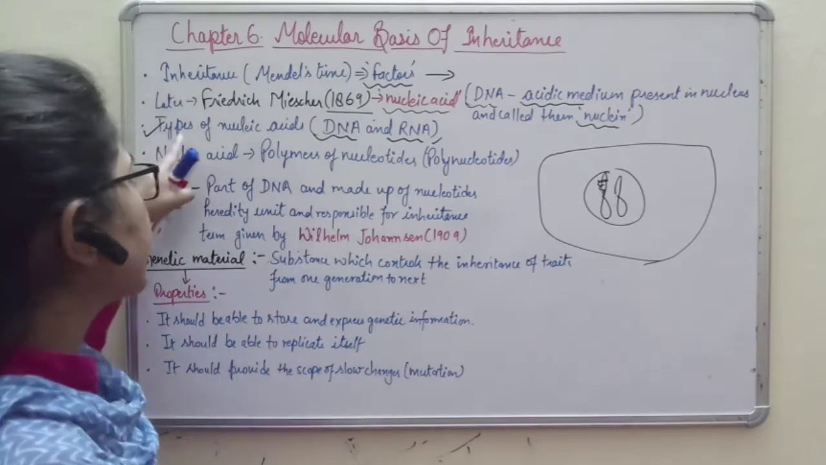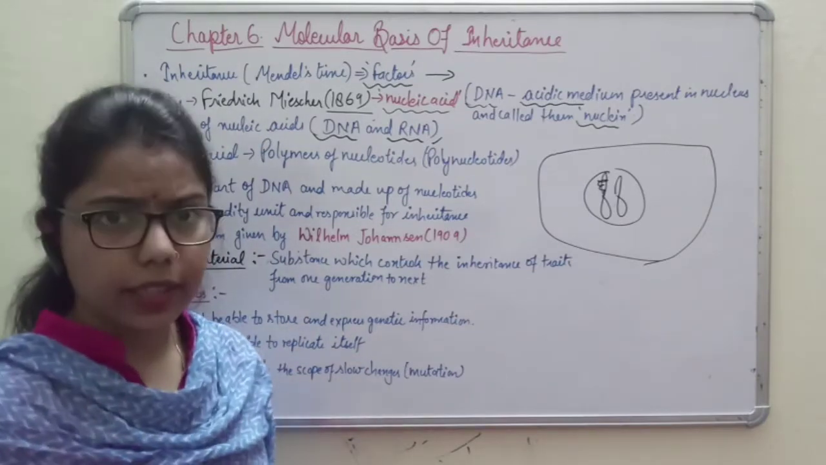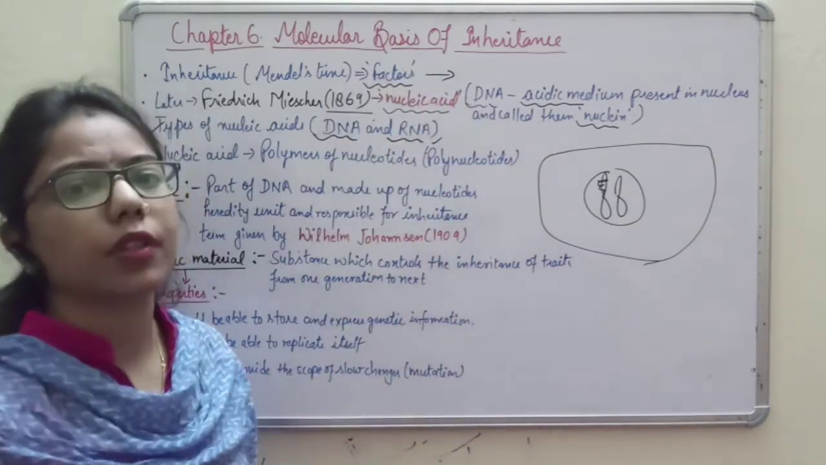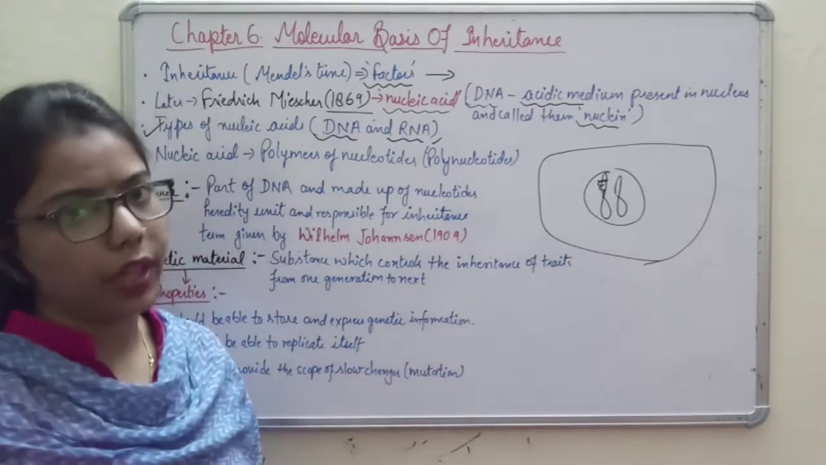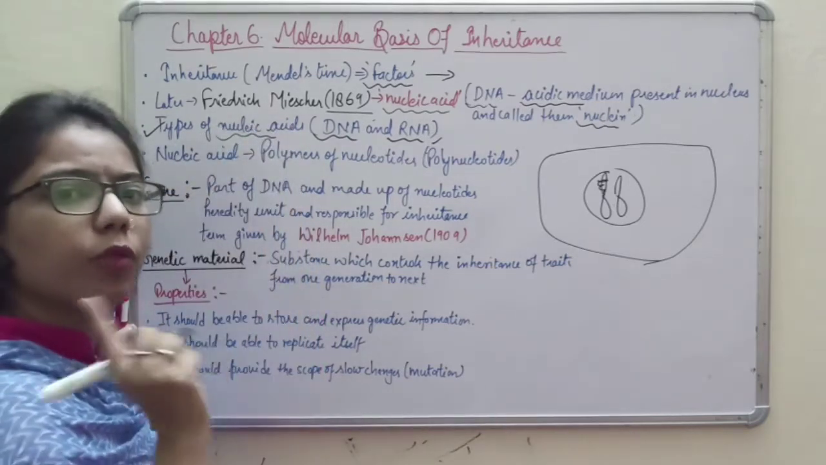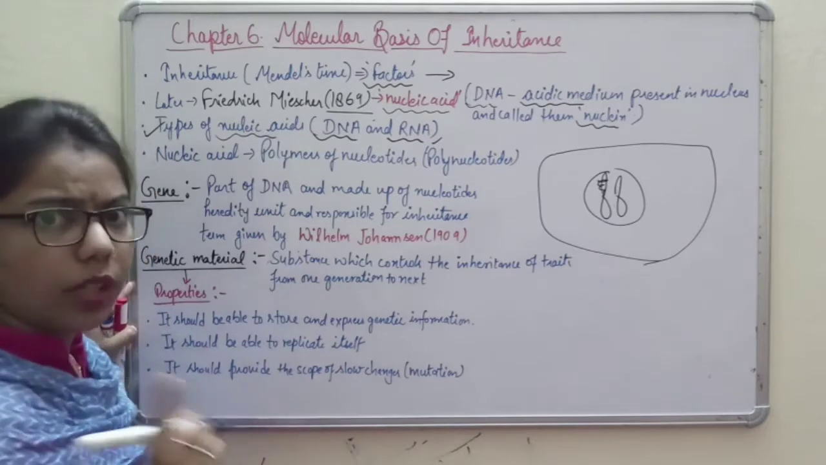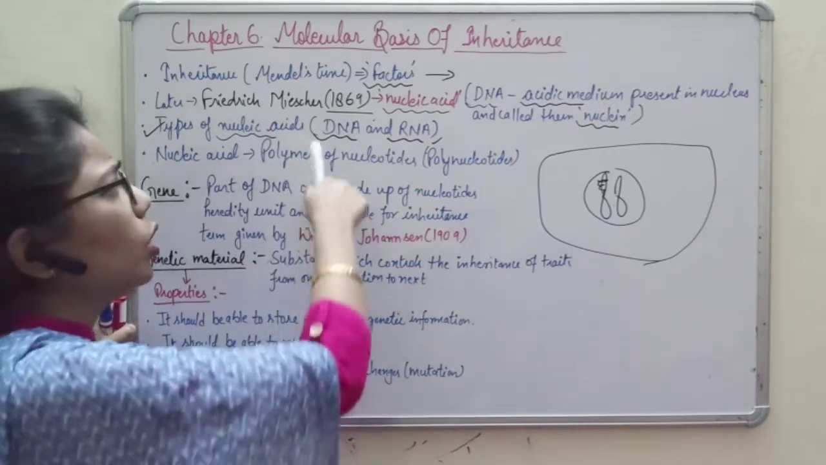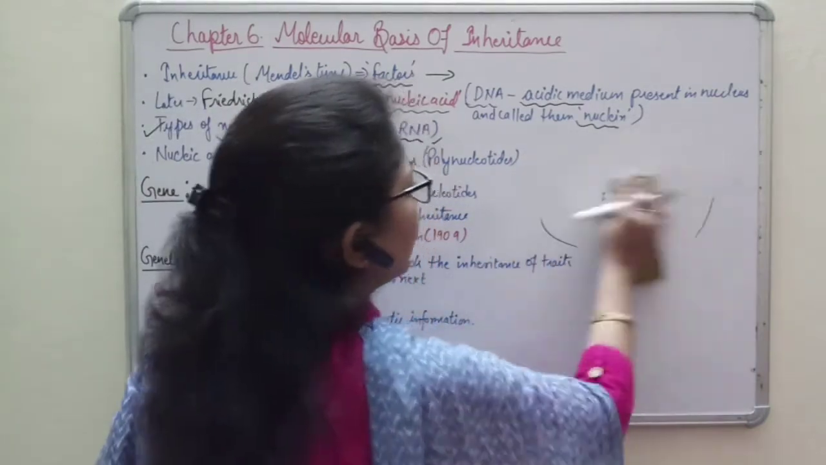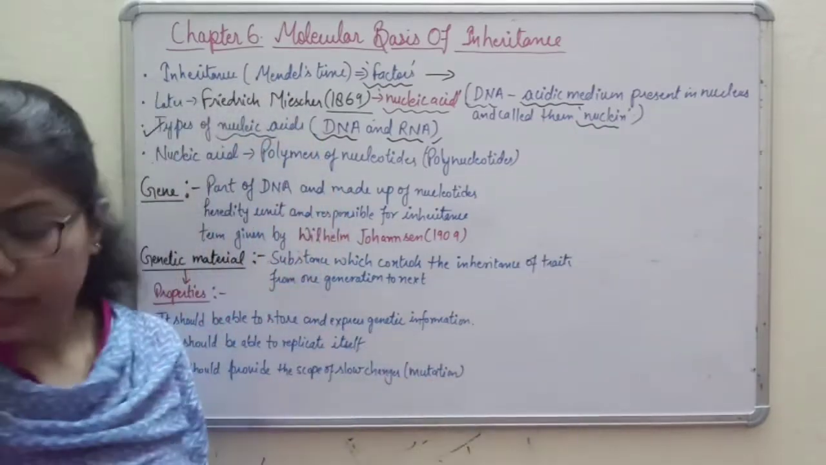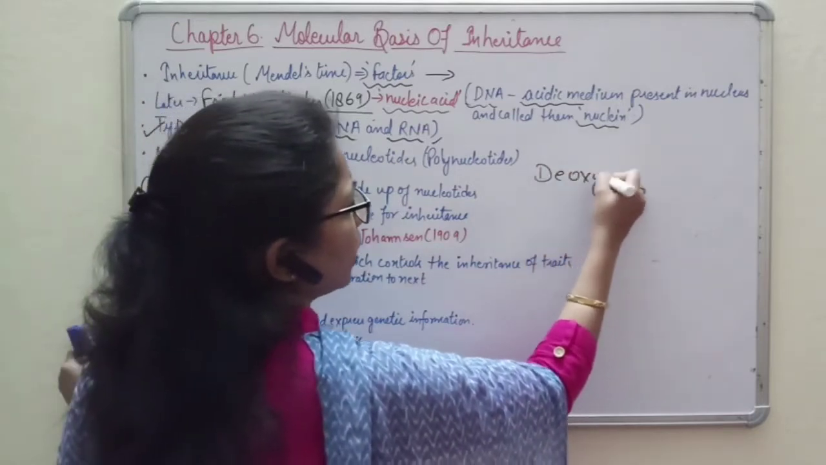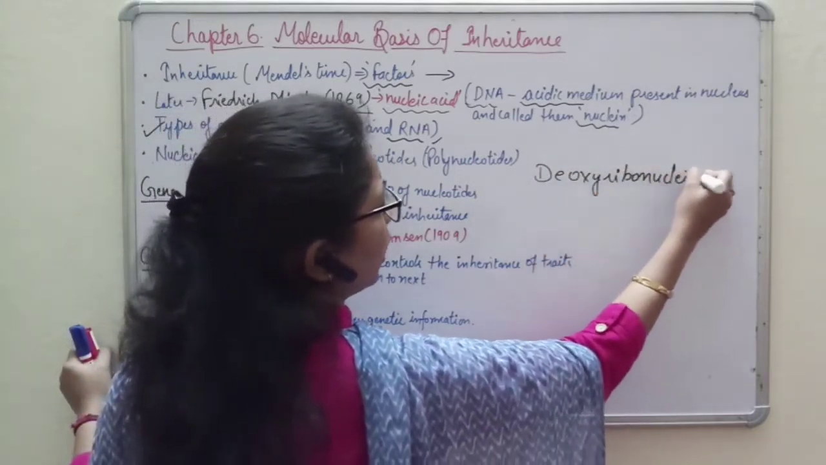Now we said that we have two types of nucleic acid, and this nucleic acid is responsible for the transfer of character or for the inheritance of characters. Now we know that what is responsible for inheritance is nucleic acid. On this basis we have divided it into two, that is DNA and RNA. So what is this DNA and RNA? DNA is deoxyribonucleic acid. I am writing here: deoxyribonucleic acid.